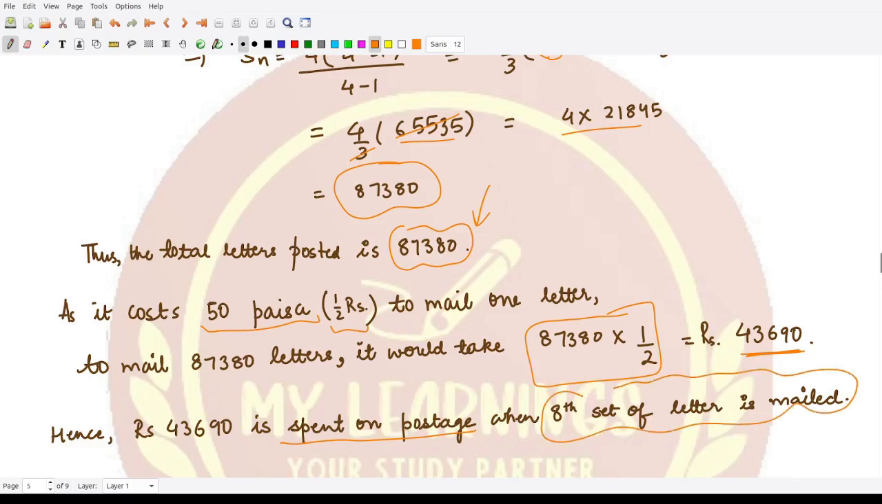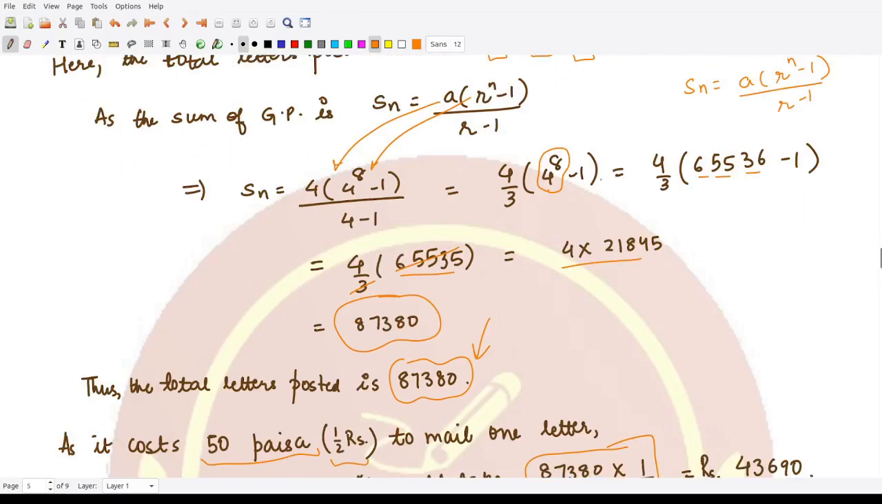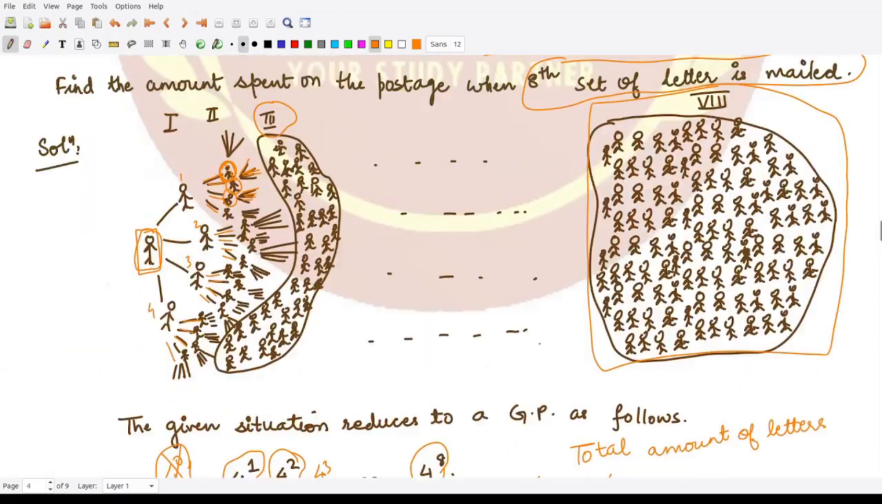So you see, this is a huge amount because in this case, the letters are also huge in number, right? These many letters are to be posted. So I hope you understood this question well.